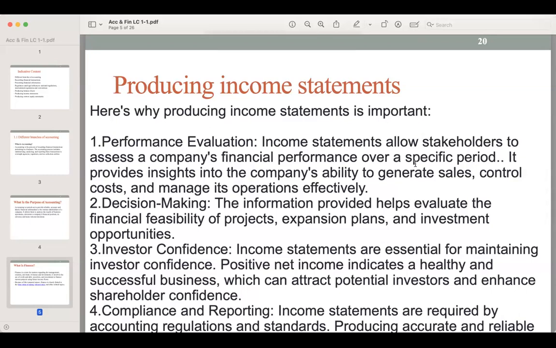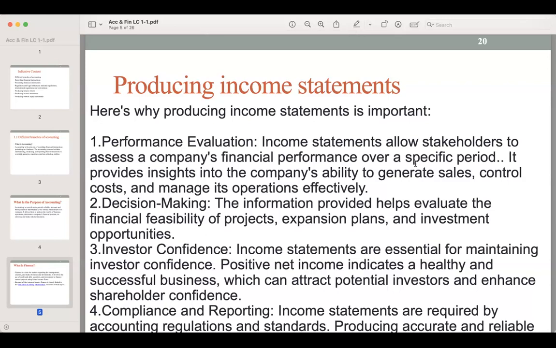Income statements also play a vital role in maintaining investor confidence. When potential investors are considering putting their money into a company, they look at the income statement.